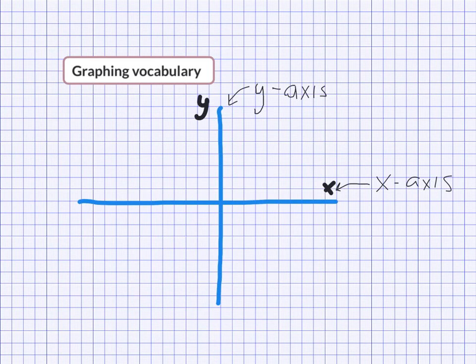We're then going to move to the middle of the graph, right here, which is called your origin, and that is the point on your graph that is 0, 0. So that's always going to be 0 on your graph.